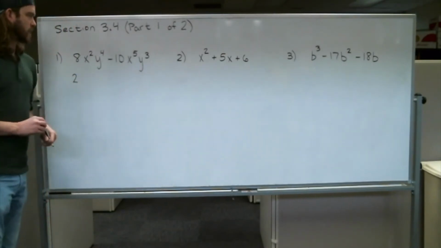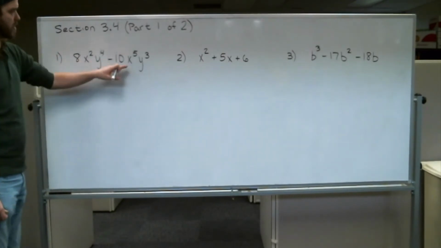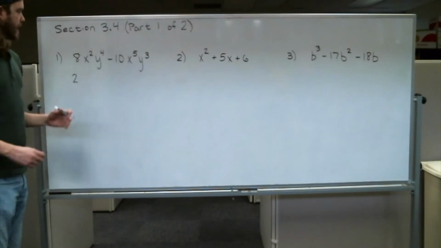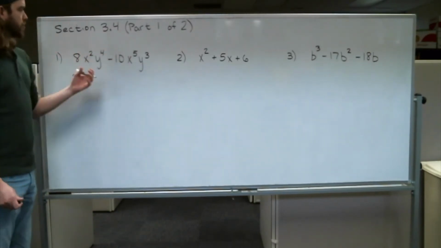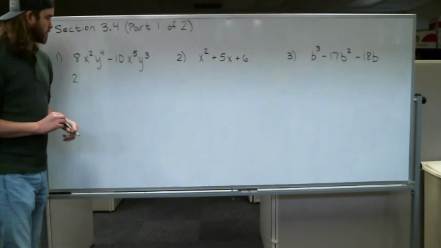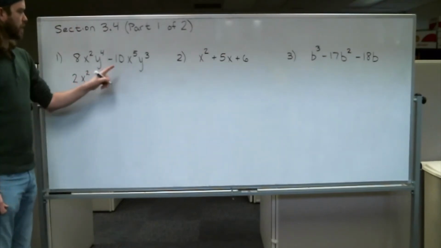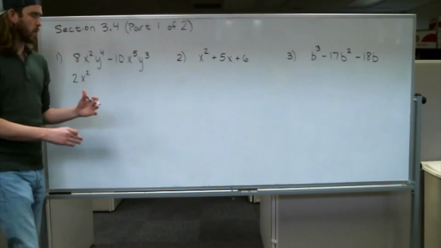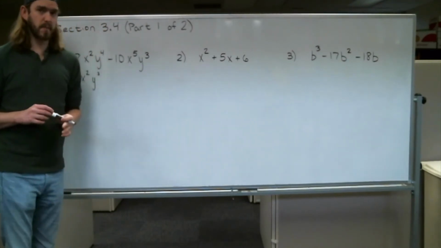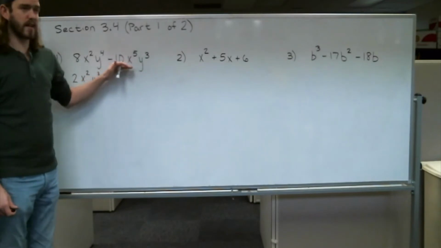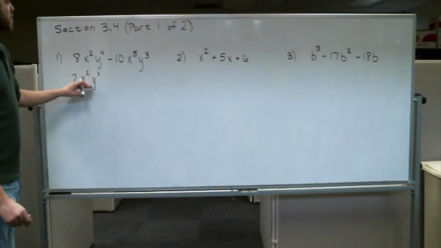Now we need to see what are the most of each variable that we can pull out. So if we look right here, we have an x squared and we have an x to the 5th. Now if you have a variable that is in all the terms, you're going to pull out the smallest exponent. In this case that's going to be x squared. With the y's, we have y to the 4th and we have y to the 3rd. So we're going to pull out the smallest exponent, which is y to the 3rd. The reason why we pull out the smallest exponent is because if we tried to pull 4 y's out of this, it would give us a negative 1, and that's not going to work. So this is our greatest common factor.